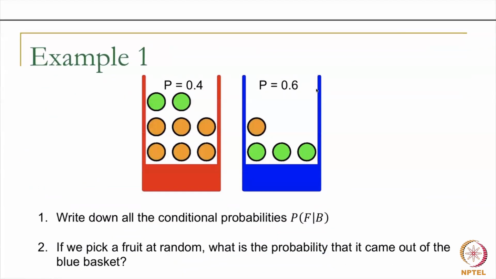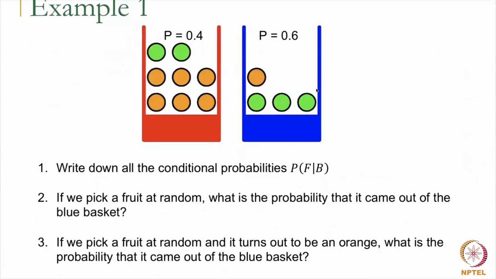So let's go back to our original problem that we were looking at in the previous video. Once again, a red basket and a blue basket and different distributions of fruits within that. And we want to write down all the conditional probabilities. Remember, F here stands for fruit, and this here stands for the basket. We had made the joint probability table the last time. And we have a few questions.